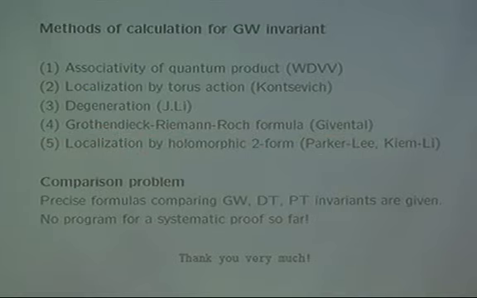If your variety X has a holomorphic two-form, then you can localize your calculation to the locus where the holomorphic two-form degenerates. It's a new technique, and I made a small contribution in this method. And currently the most important, the most famous, the hottest issue in this area is the comparison problem. There are precise formulas comparing these invariants, Gromov-Witten, Donaldson-Thomas, Pandharipande-Thomas; these conjectural formulas are given. But nobody knows how to prove this. Nobody knows how to approach this problem at all.